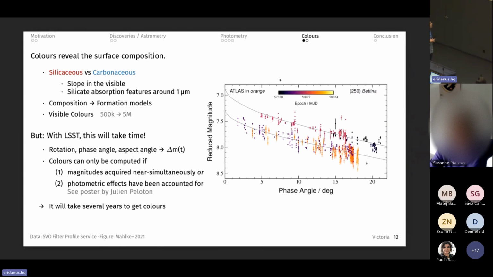Julien Peloton has a poster on this. Very briefly, you need the phase curves to do this. And for that, you need the asteroid to complete some orbits around the sun to sample the phase curve. And this is why colors will take a while to arrive from LSST.